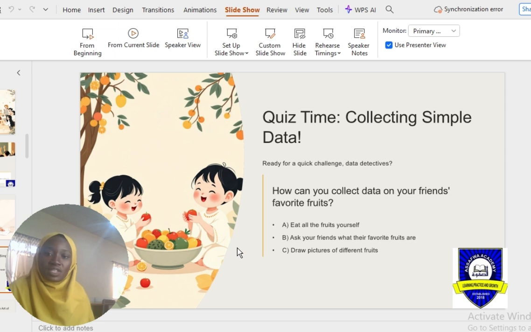Now you have quiz time. You're going to answer this again. How can you collect data on your friend's favorite food? Are you going to eat all the fruits yourself, or ask your friend what their favorite food is, or draw a picture of different fruits? Now you answer that in the comment section too.